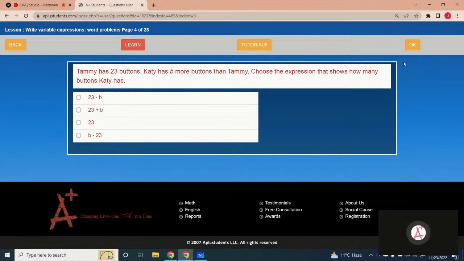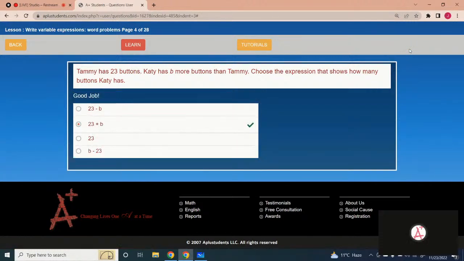No, Tammy has 23 buttons. Katy has B more buttons than Tammy. Choose the expression that shows how many buttons Katy has. So Katy has B more. So if you have to add, it would be 23 plus B, because Katy has B more than Tammy. So Tammy has 23. It would be 23 plus B, isn't it? It is 23 plus B, not minus B. How do you minus B?